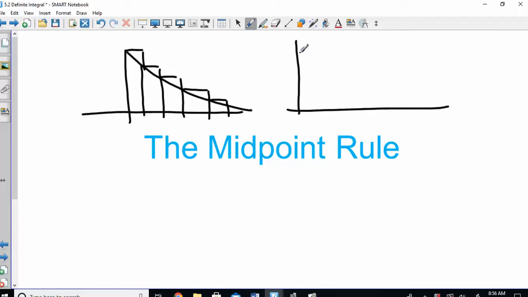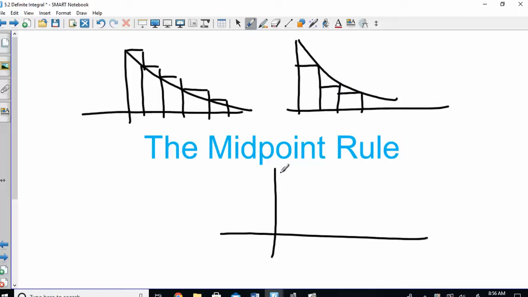We have also talked about we could do them with the right hand. So that would be like an overestimate for the first one. The second one would be an underestimate. A midpoint says estimate your height from the midpoint. So the middle of this is right here. So use those rectangles to get there.